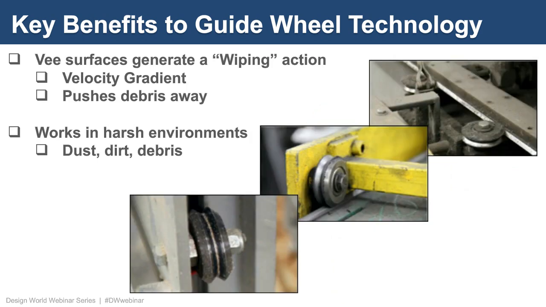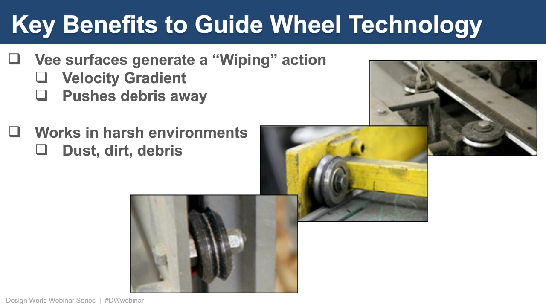The most significant key benefit to using guide wheel technology is the associated wiping action that's generated during use. The V feature on the wheel matches the V feature on the track. And if you take a close look at the running surfaces of the V wheel, the area near the V intersection is a smaller diameter than the area near the outer diameter. Therefore, when the wheel rolls on the track, there's a difference in peripheral speed. With each revolution, the inner V area travels a shorter distance than the outer V area.